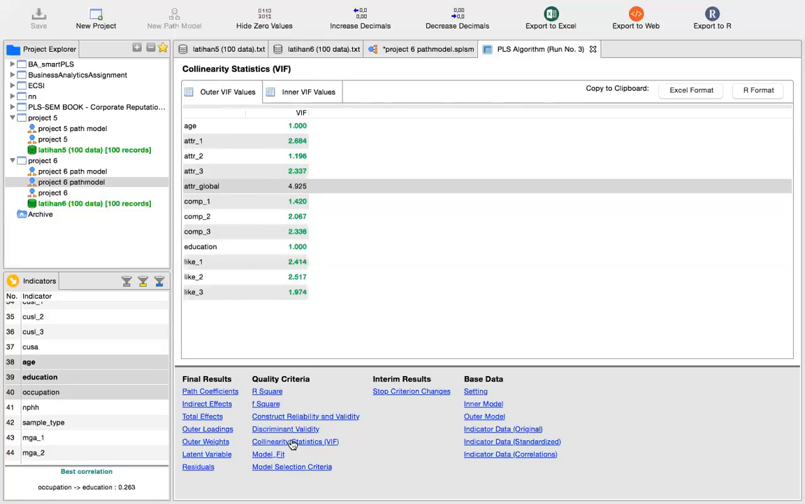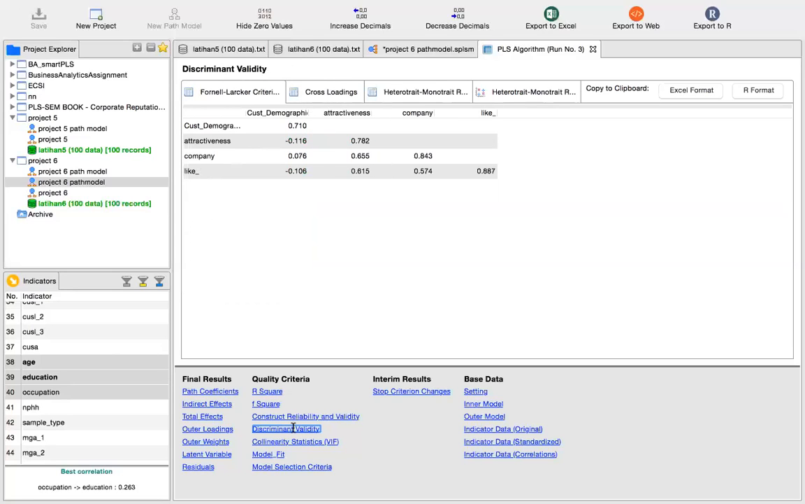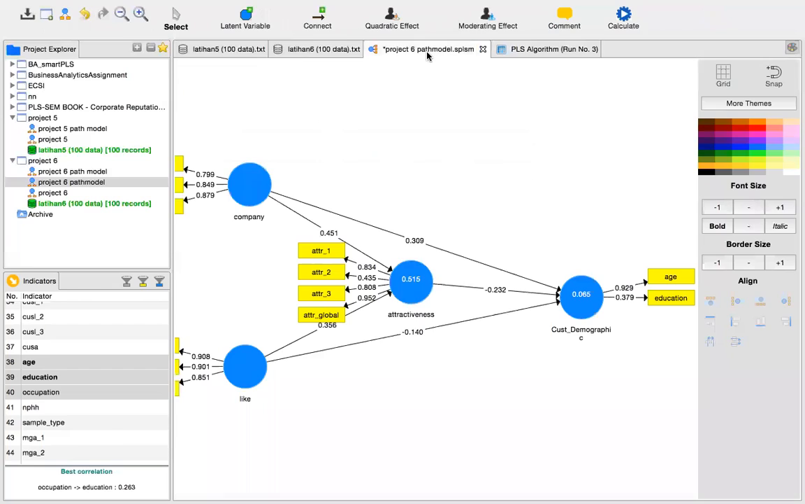We're going to check the discriminant validity. In this discriminant validity table, it should be lower than 0.9 or 0.85. And as we can see, all the data are below 0.9, so it's good. It's all good.